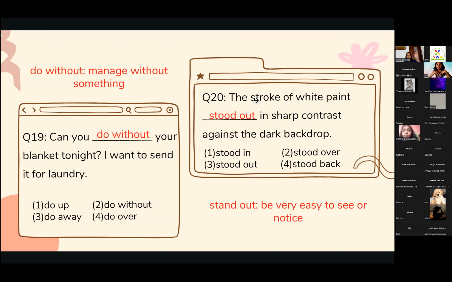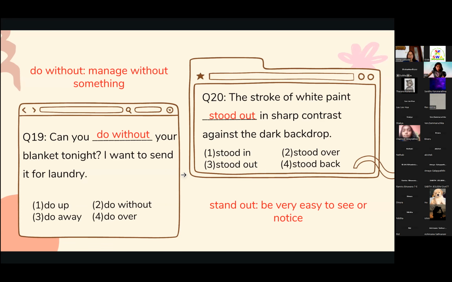So for example, you have a canvas, a stroke of white paint will just be one line. So this hand is like your whole canvas, but a stroke is just one line. Then it says in sharp contrast against the dark backdrop. So that means the whole canvas is dark except for that one line of white paint. That's why the answer is "stood out." It's very easy to see or notice.